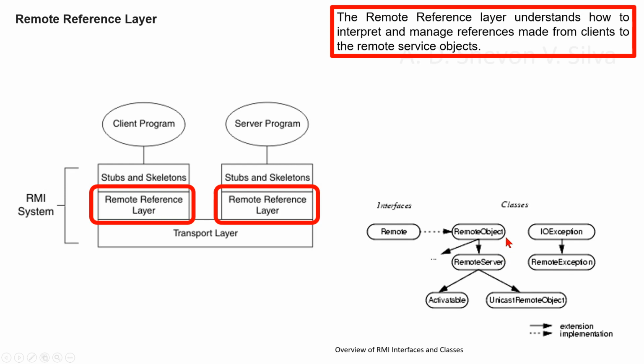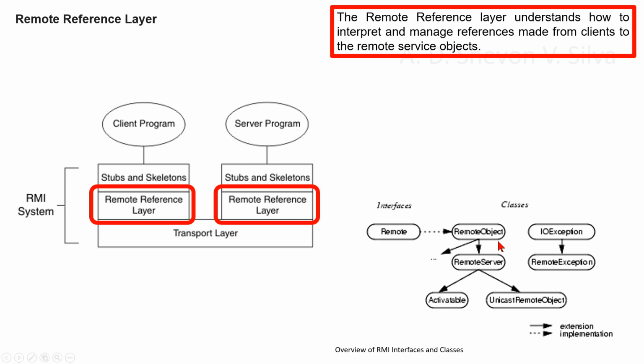Especially the remote object class and its subclasses are related to the remote reference layer. The RMI server functions are provided by java.rmi.server.RemoteObject and its subclasses java.rmi.server.RemoteServer, java.rmi.server.UnicastRemoteObject and java.rmi.activation.Activatable. The class java.rmi.server.RemoteObject provides implementation for the java.lang.Object methods hashCode, equals and toString that are sensible for remote objects.